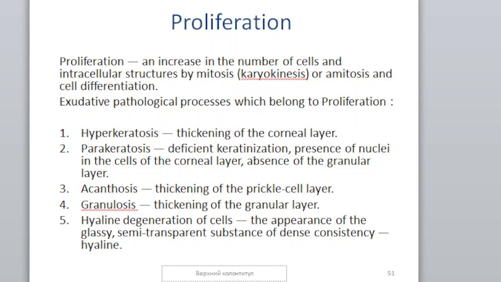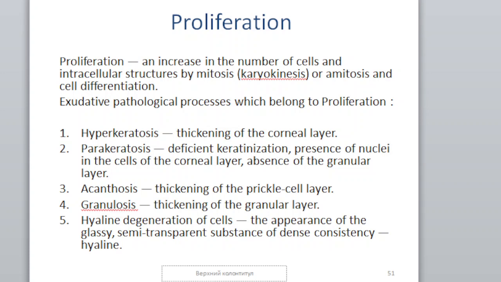Proliferation, an increase in the number of cells and intracellular structures by mitosis, karyokinesis, or amitosis and cell differentiation. Pathological processes which belong to proliferation. Hyperkeratosis, thickening of the corneal layer. Parakeratosis, deficient keratinization, presence of nuclei in the cells of the corneal layer, absence of the granular layer.